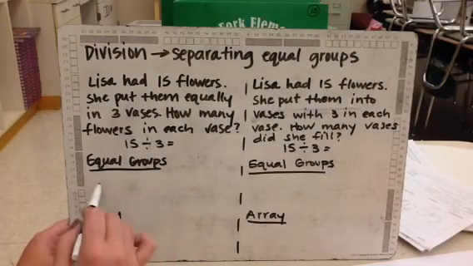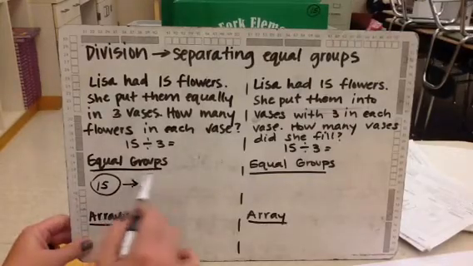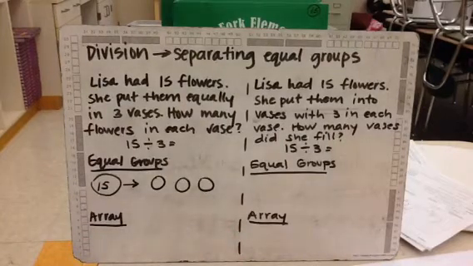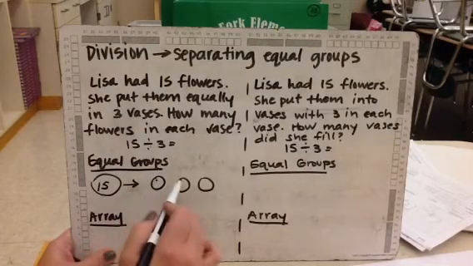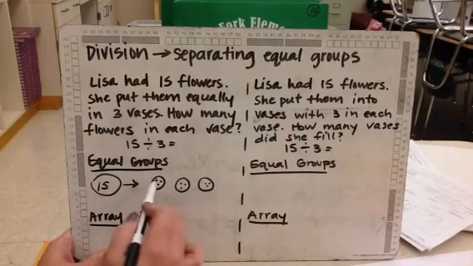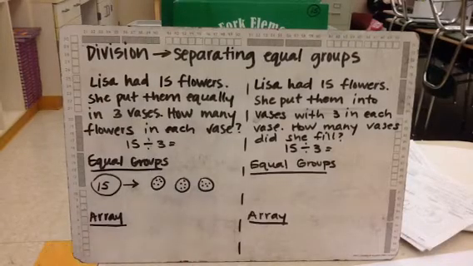So here, I like to just think about it like this. I've got a big pile of 15 flowers, and I'm now going to divide it into 3 equal groups. And the way that I like to make sure that each group is going to get the same amount is to just pass out flowers one at a time. I'm going to stop when I get to 15 because I don't have more than 15 flowers. So I'm going to start with 1 flower, 2, 3, 4, 5, 6, 7, 8, 9, 10, 11, 12, 13, 14, 15. And I've passed out all my flowers.